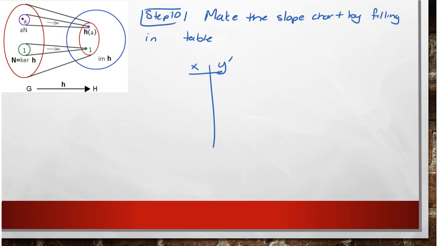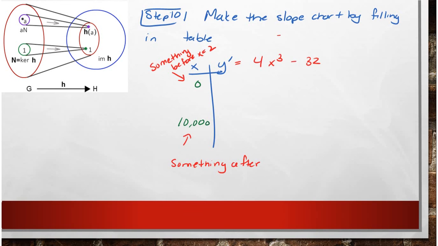Now you make the slope chart. We already know what this looks like too, right? But here's how you do it. You take a point before that critical point, which is x equals 2. A point before it, 0 is always easy to plug into formulas. You take a point after. I usually take something really huge because I can see the sign. All I need is the sign of the derivative. I don't need the number.